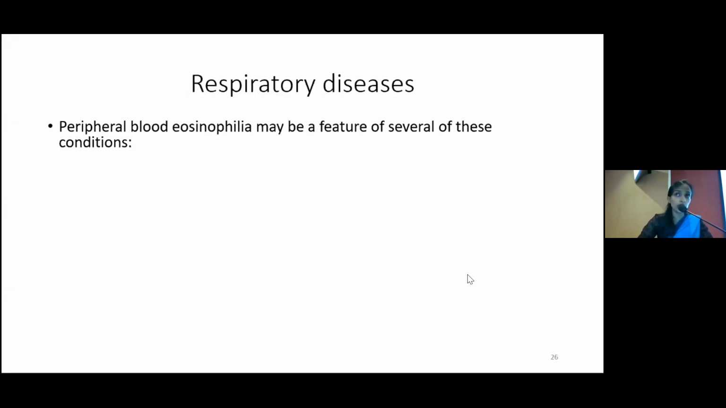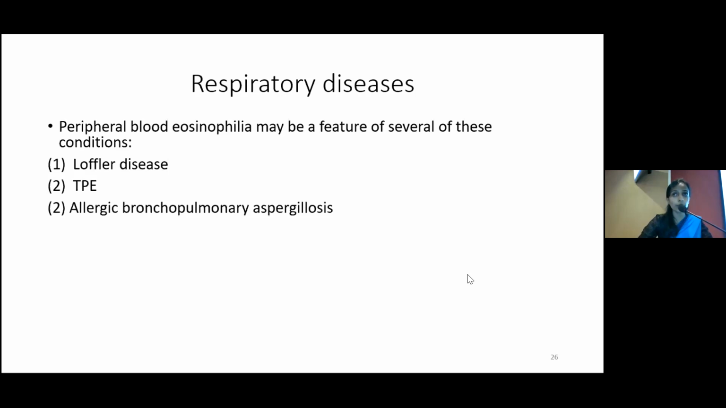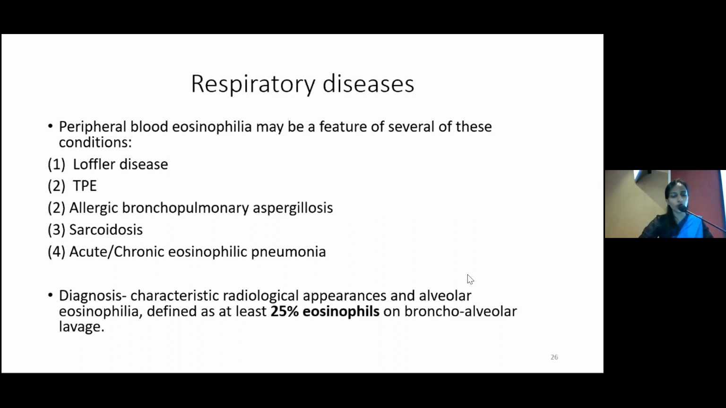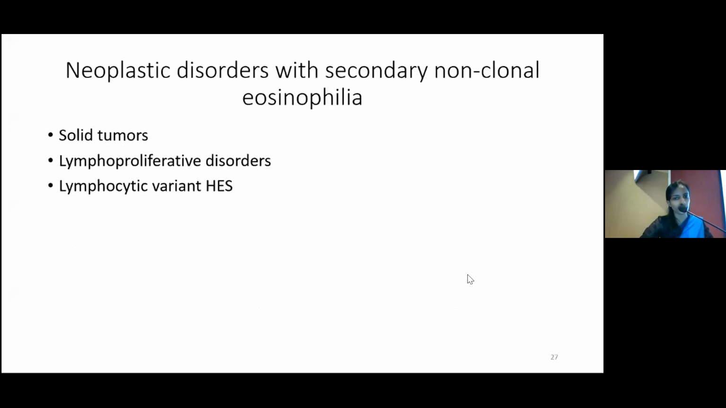Then peripheral blood eosinophilia has been reported in several respiratory diseases like Churg-Strauss disease, tropical pulmonary eosinophilia, allergic bronchopulmonary aspergillosis, sarcoidosis, and acute and chronic eosinophilic pneumonia. The diagnosis is based on the typical history, the typical radiological appearance, along with alveolar eosinophilia, which is defined as at least 25% eosinophils on bronchoalveolar lavage.